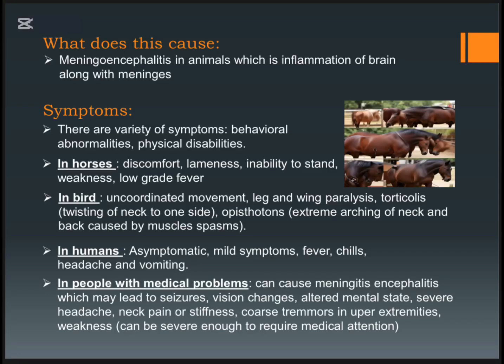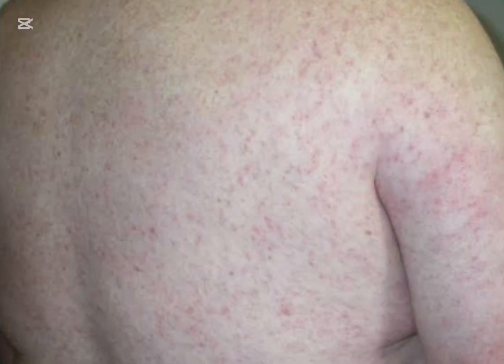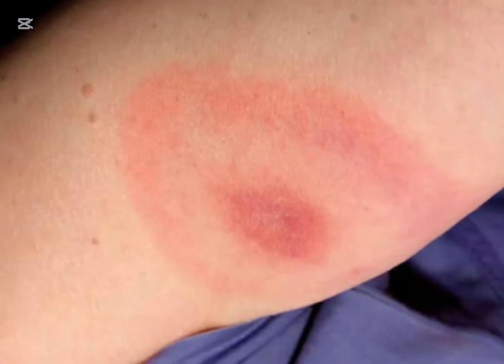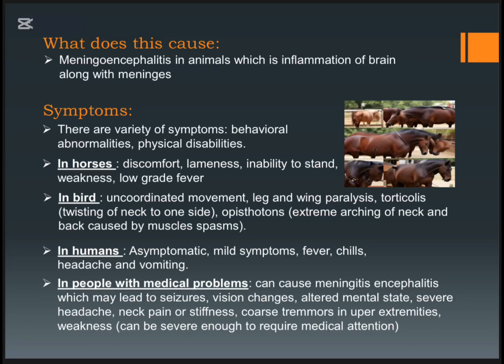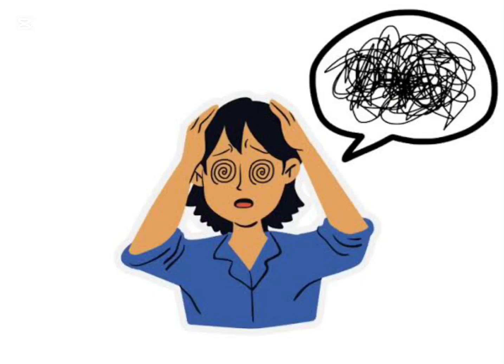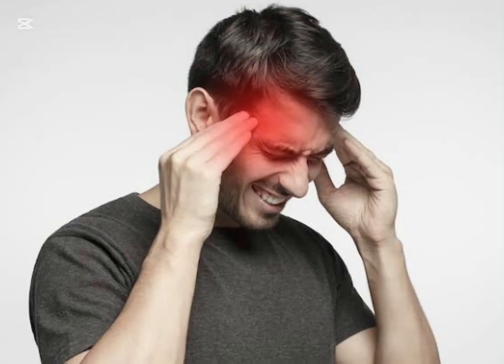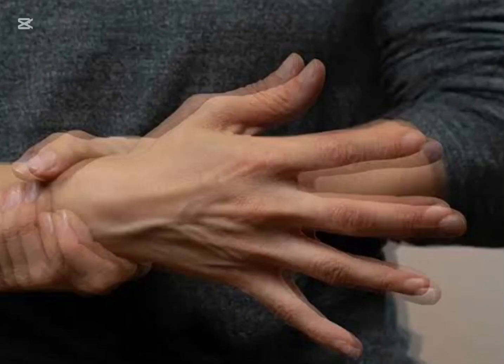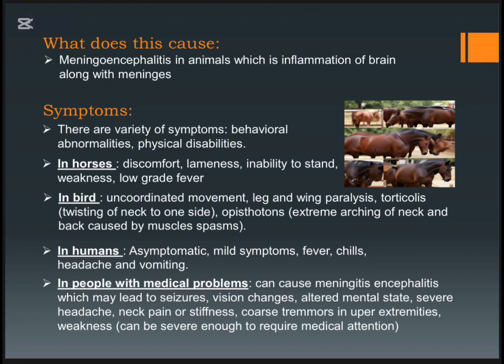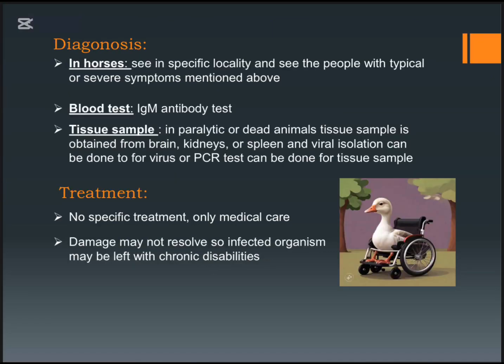In healthy human beings, it is asymptomatic or has mild symptoms like fever, chills, headache, and vomiting. But rashes on the skin can be its clinical representation. In people with medical problems, it can be severe. It can cause meningoencephalitis, which may lead to seizures, vision problems, alteration of mental state, severe headache, stiffness of muscles around the neck, tremors in upper extremities like the hands, and weakness can be so severe that it can require medical attention. So, how can we diagnose this virus and this infection?